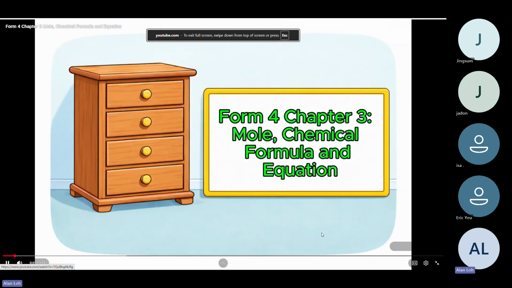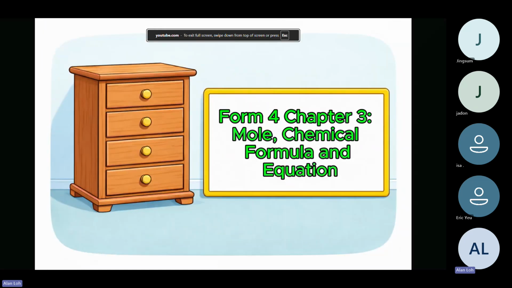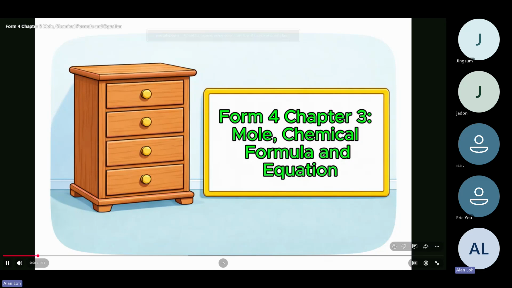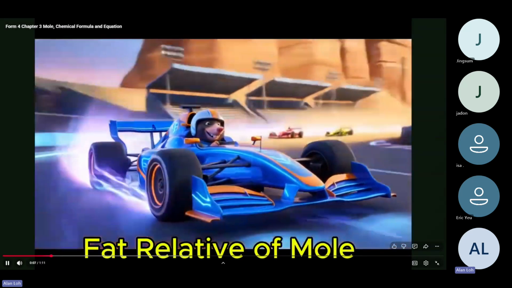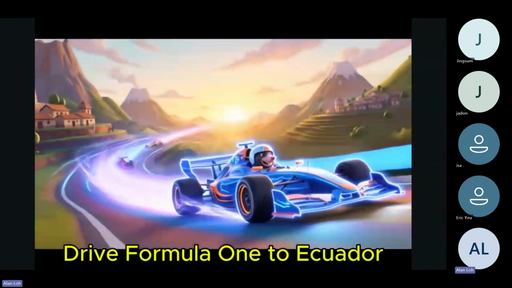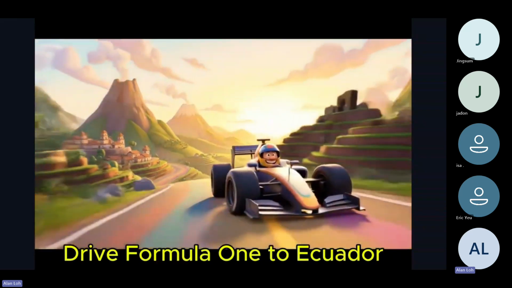Form for Chapter 3. Mole, chemical, formula, and equation. Fat relative of mole. Drive Formula 1 to Ecuador.